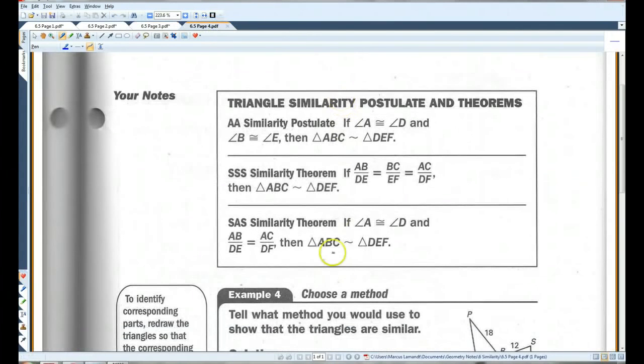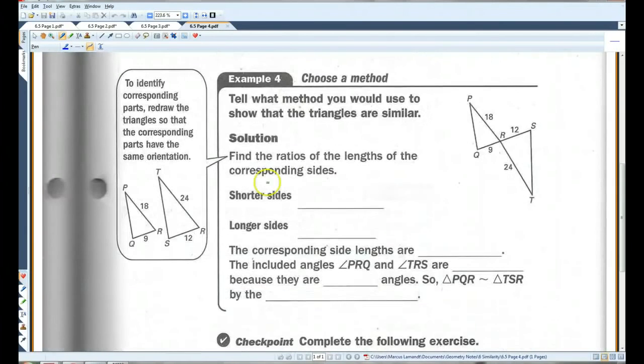Okay, so we've learned 3 similarity postulates and theorems: angle-angle, side-side-side, and side-angle-side. Tell what method you would use to show that the triangles are similar. Okay. You can kind of tell that you have at least one congruent angle because these are vertical angles. Let's take a look at the shorter sides. The shorter sides are QR and RS, which is 9 and 12. If you divide top and bottom by 3, you get 3 over 4.